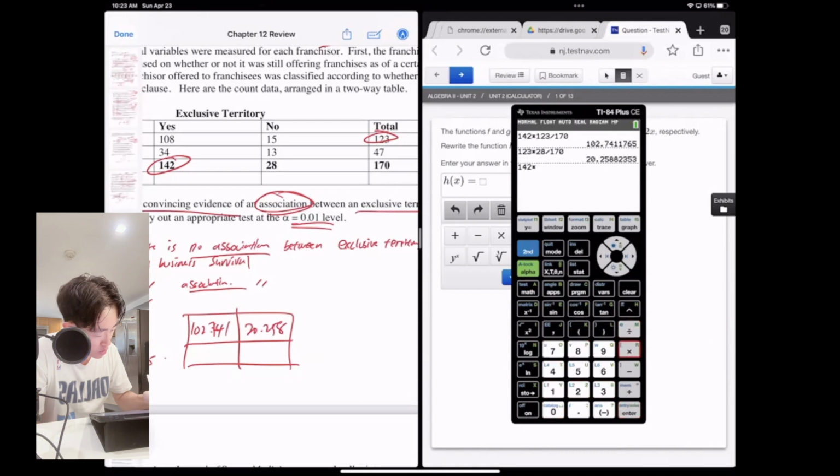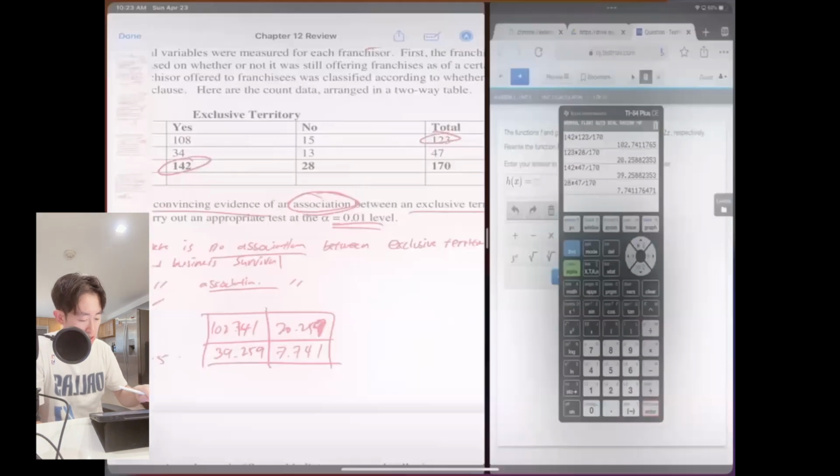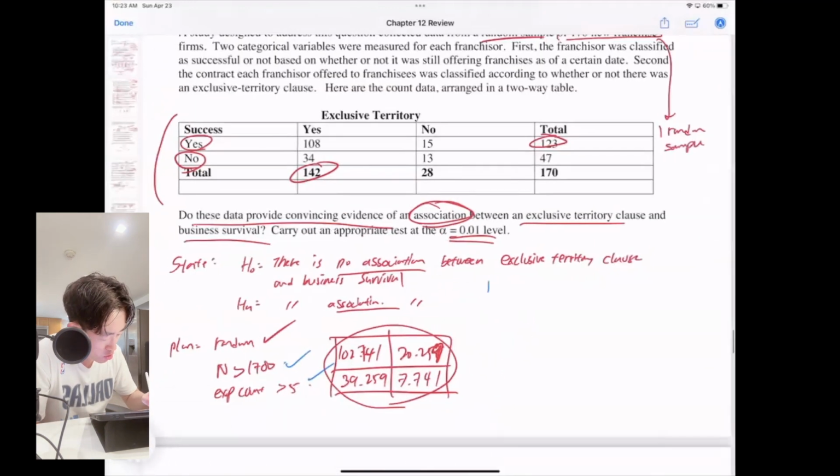142 times 47 divided by 170, that's 39.259. And 47 times 28 divided by 170 is going to give me 7.741. Okay, so now I have all the expected counts, and look at that, they're all greater than 5, so that's also checked.